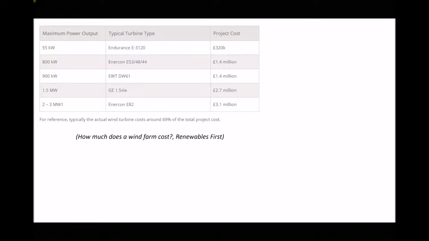And the data we have here is from a company called Renewables First, and they're a consultant to the renewables industry. So again, we have some maximum power output turbines, meaning rated power, and we have some equivalent costs. And underneath we see, for reference, typically the actual wind turbine costs around 69% of the total project cost, and this is linked to the fact that the costs indicated here are the project cost. So that would include our civil works and our cabling costs and so on.